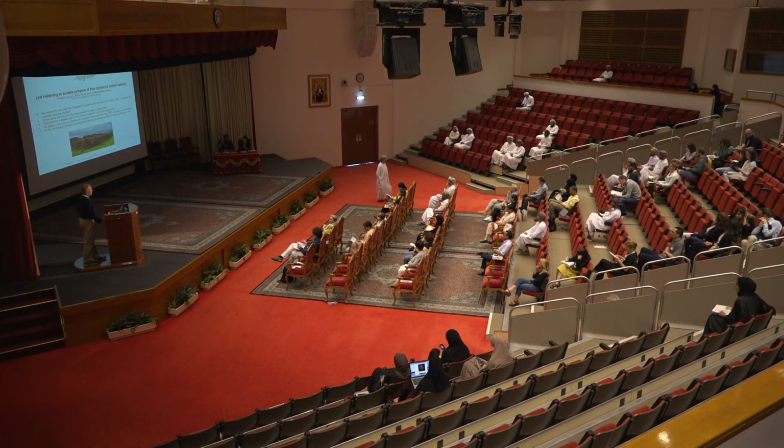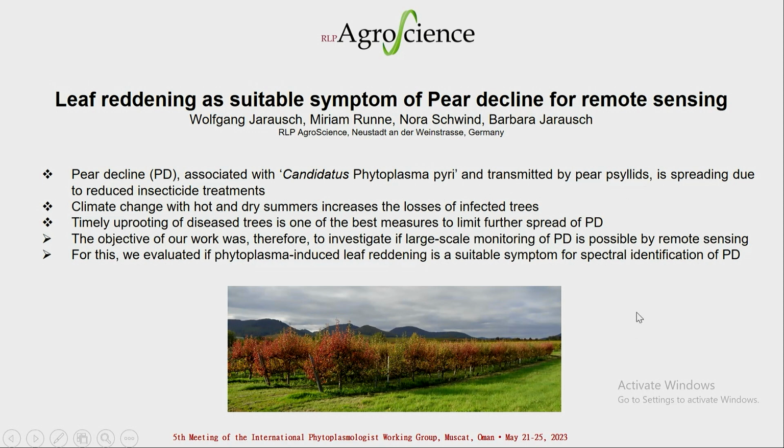So this is just again the basis of the work I presented just before, for pear decline, because this is less clear than for apple proliferation. You don't have specific symptoms as for apple proliferation, and you just have this reddening, and you also have the problem that one year it appears and one year not. But it's again the same problem for the PCR detection.